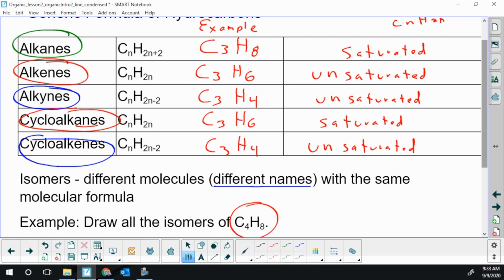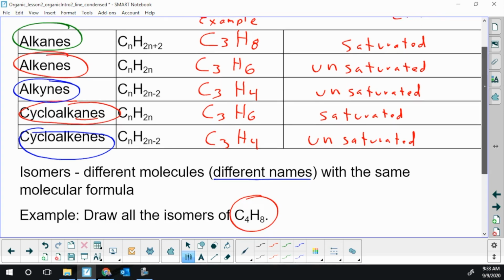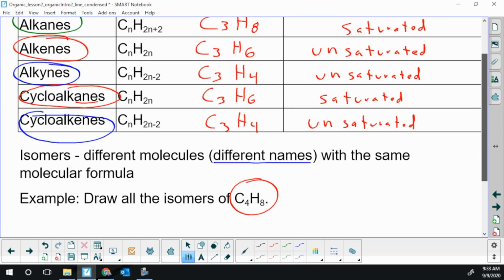Perfect. So it's a CnH2n, so 8 is perfectly double 4. So we should only be trying to draw enes or cycloanes. There's no way there's a triple bond there. It just doesn't follow the pattern. That's a waste of time. Trying to draw ynes from C4H8 is a total waste of time. It's impossible. You're wasting time on a diploma or test that you just don't have.